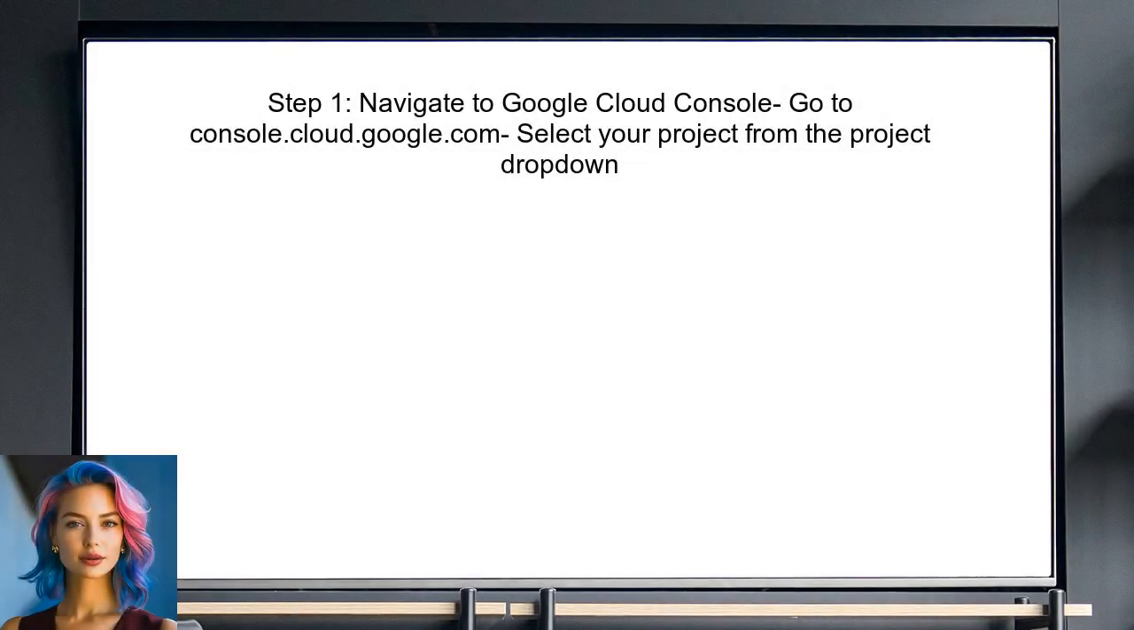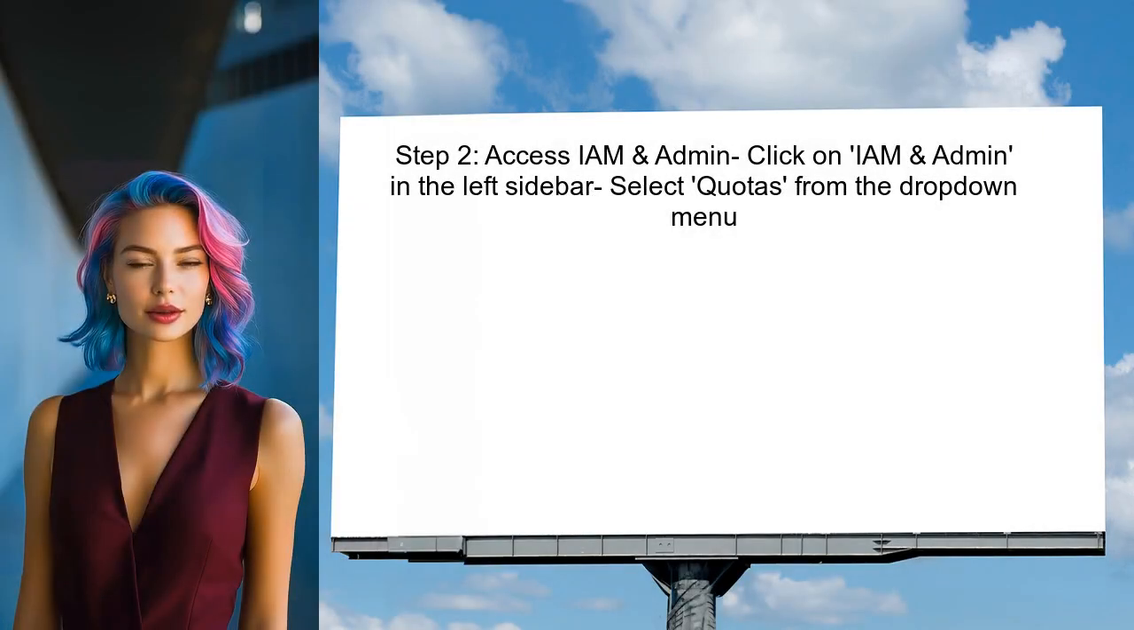To begin resolving the quota issue, the user should navigate to the Google Cloud Console. This is where they can manage their project settings and quotas. Next, the user needs to access the IAM and admin section. Here, they can find the quotas option, which will allow them to view and manage their service quotas.